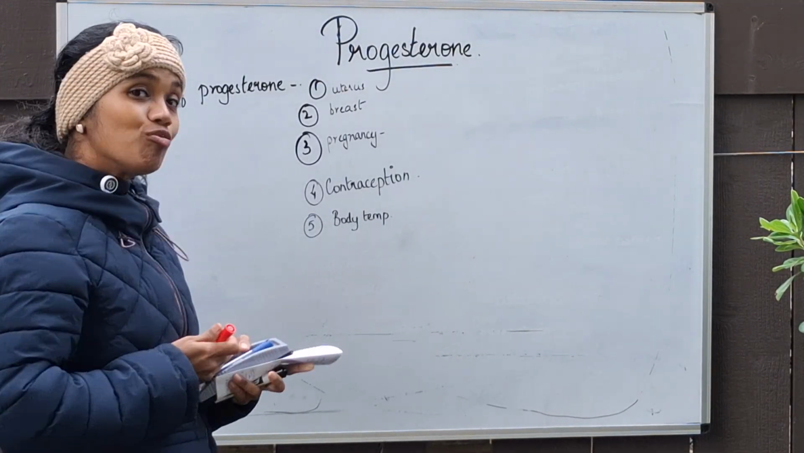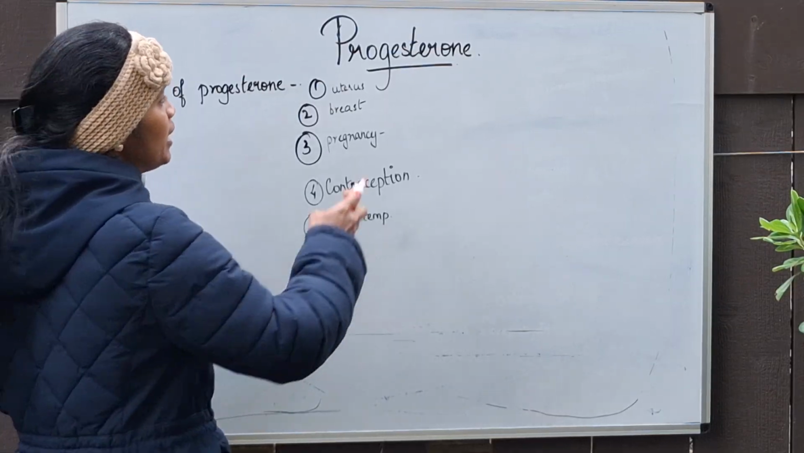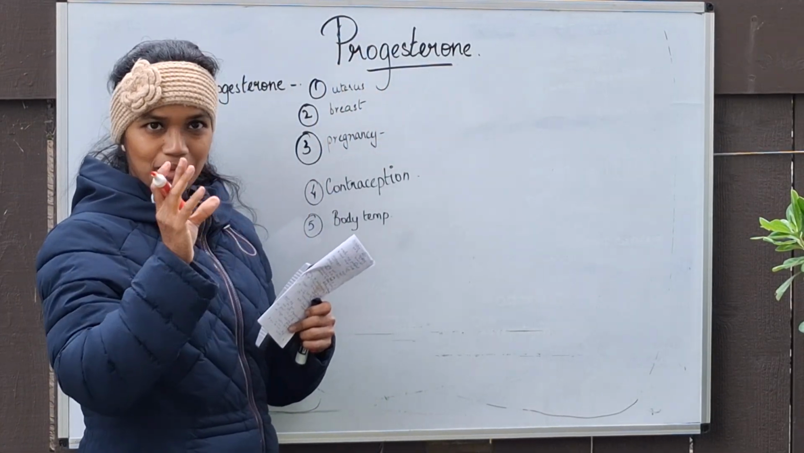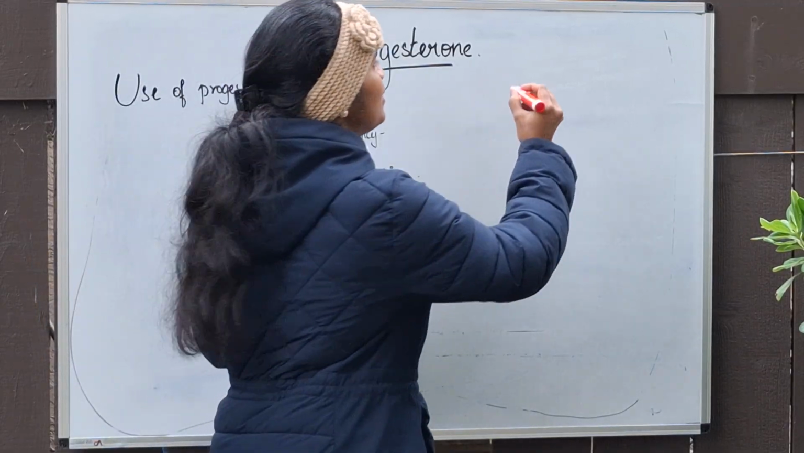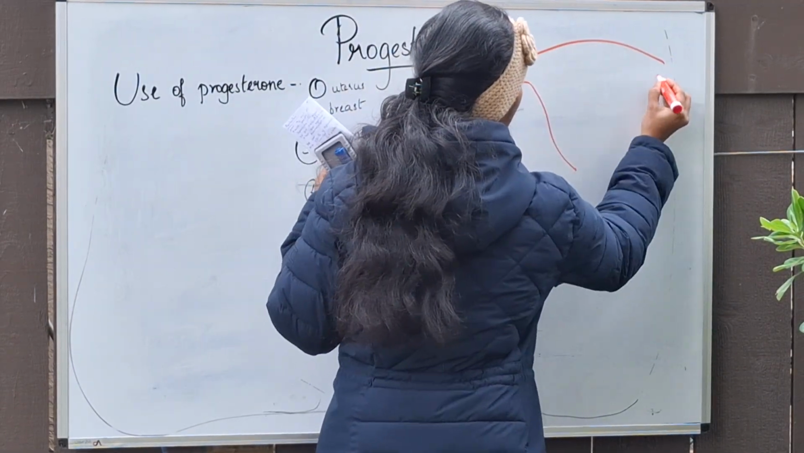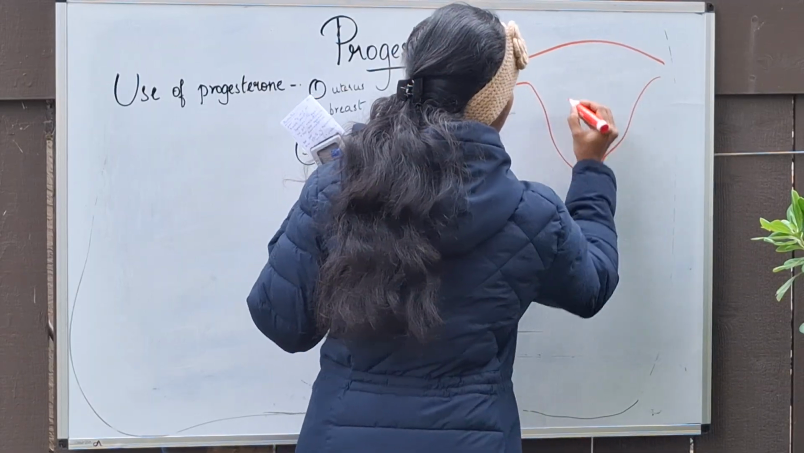First, what is the role of progesterone in the uterus? In the uterus, if fertilization has occurred and the fetus, the baby, is formed, then the role of progesterone is to maintain the endometrial lining, to maintain the endometrial bed for the baby.